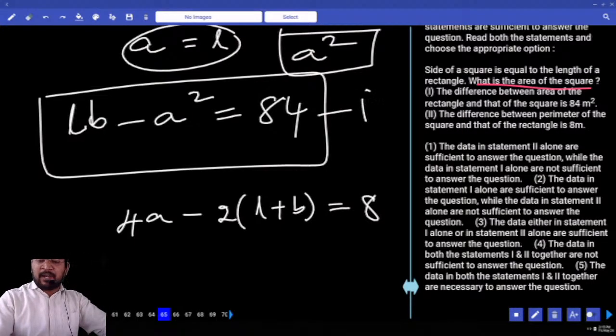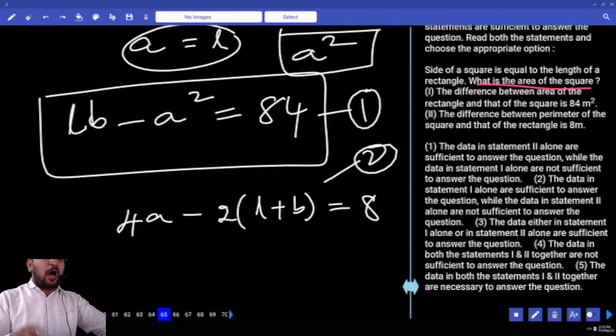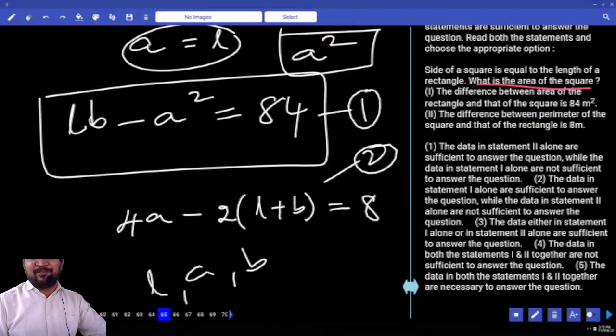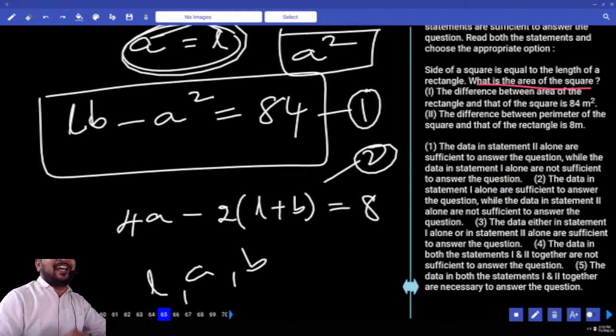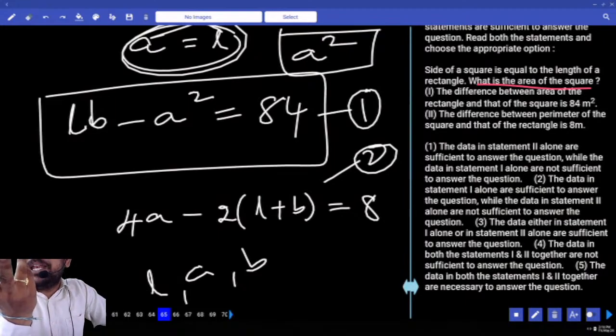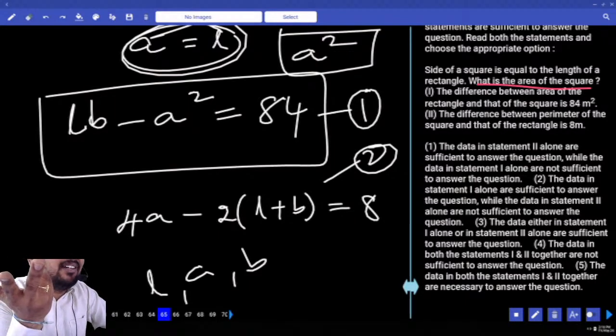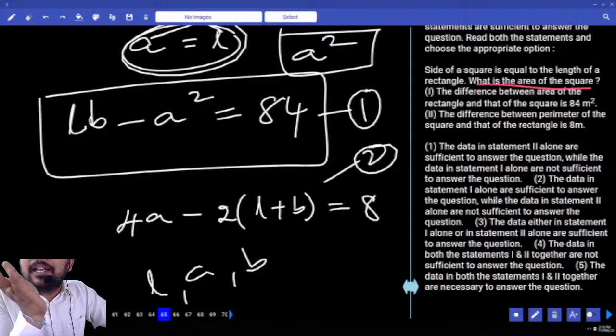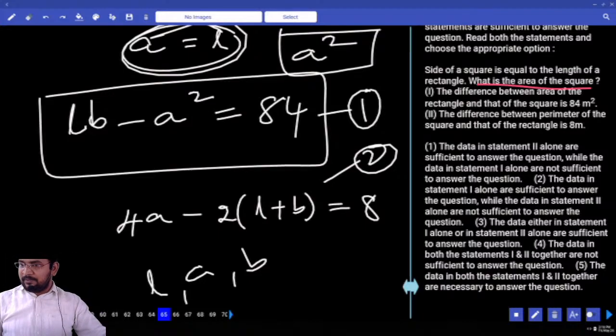Here is equation number 1. This is equation number 2. How many variables are there? 3 or 2? 2 only, not 3. You might think L, A, B are 3, but L is equal to A. Are you clear? How many variables? 2 variables are there, and 2 equations are there. Number of variables equal to number of equations means the answer is possible. So now your answer is: both are required. Which option is that? The fifth one.